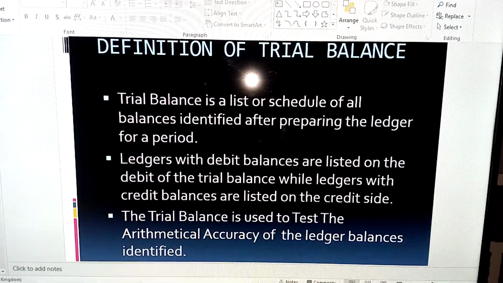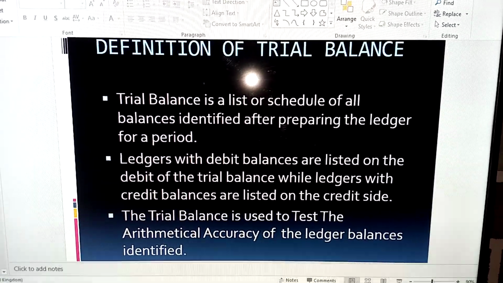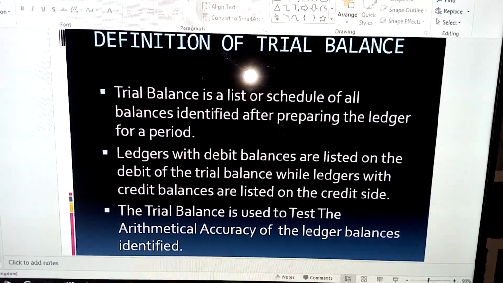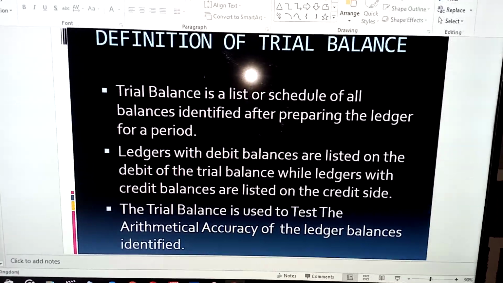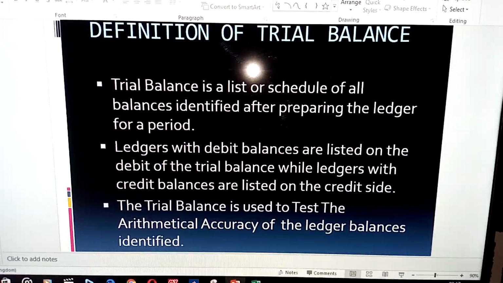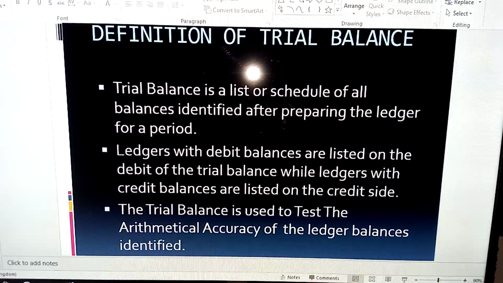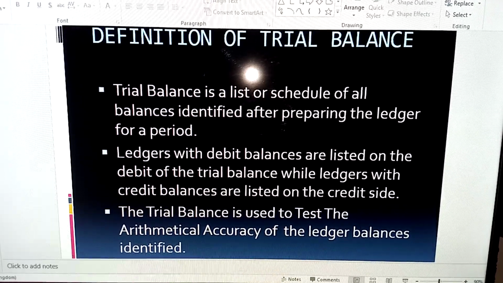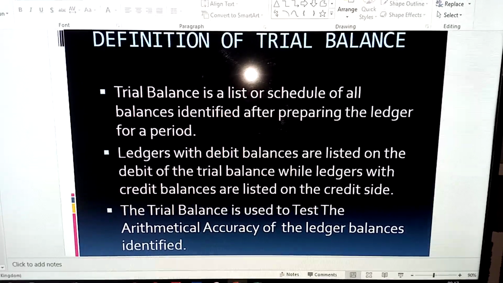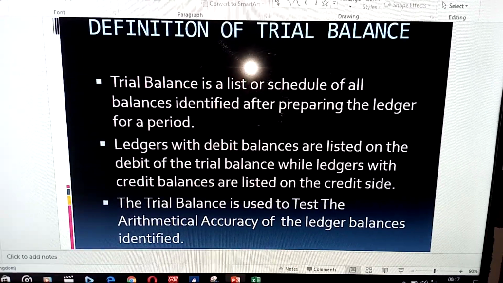The list or schedule that is used to test the arithmetical accuracy of those ledger balances is what we refer to as trial balance. The trial balance has a debit and a credit with description. In a very simple form, it lists the ledgers with debit balances in the debit side and also lists the ledgers with credit balances in the credit side.